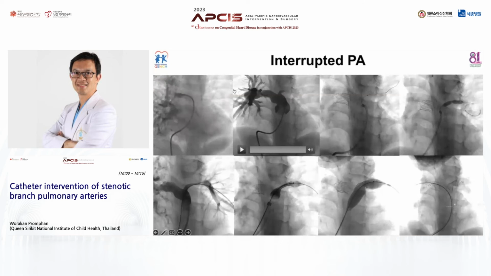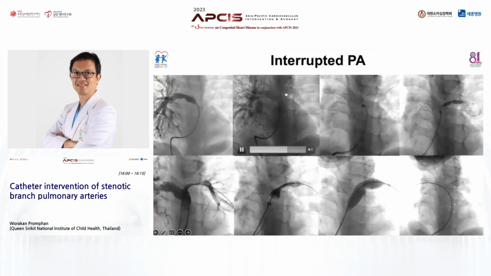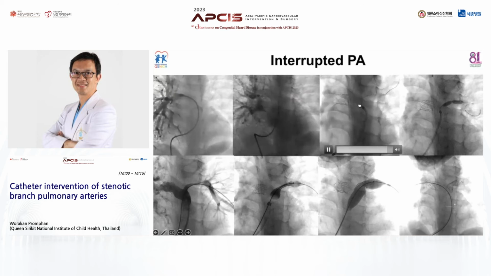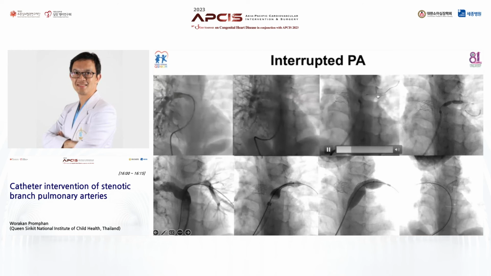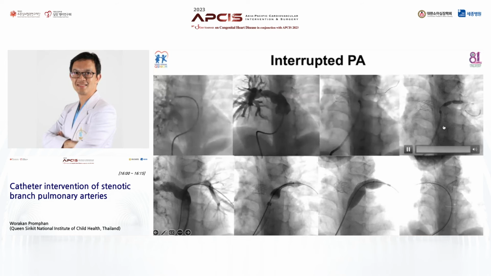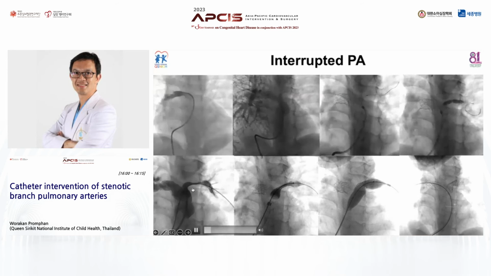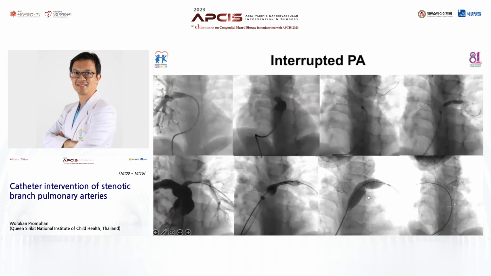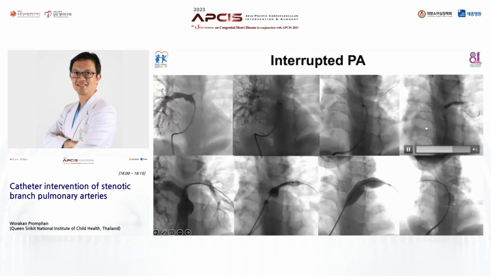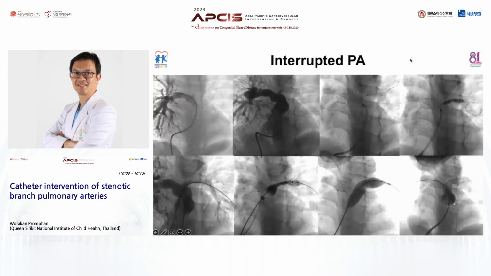And here's another example, thanks to Supa and her team at PSU, post-TOF repair again. Somehow you can see that the LPA is completely gone. It's very difficult to see where the distal is, but it looks like there's a little track going from the proximal LPA to the distal pulmonary artery. So in this case, we were lucky enough to just put the Choice guide wire through, and then sequentially dilate with a smaller balloon, then a bigger balloon, and then stent it. As you can see here, eventually we can reperfuse the left pulmonary artery.